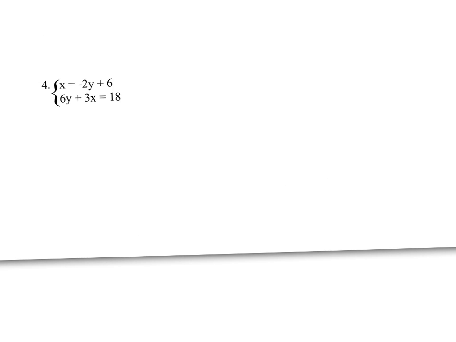Okay, just a reminder that you should be checking these, but I'm not showing the checks because you can do the checks on your own.